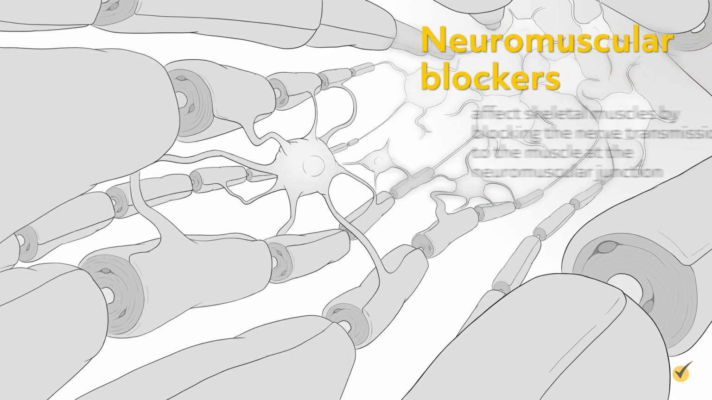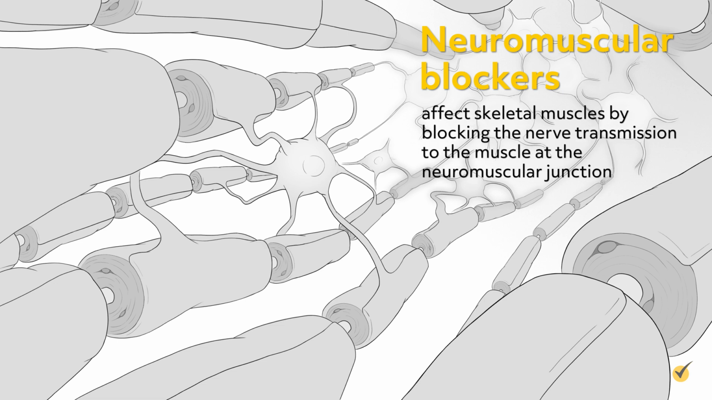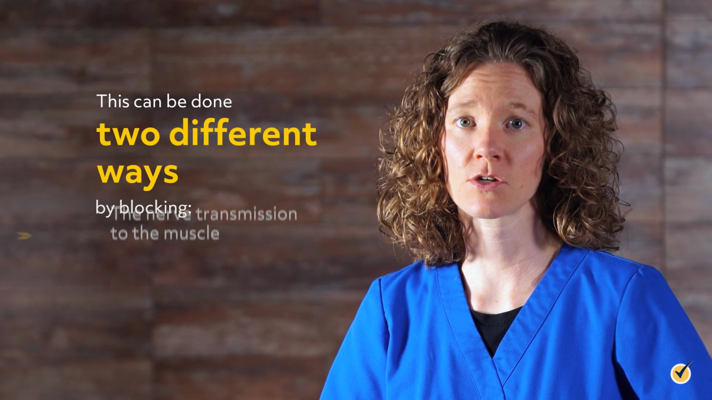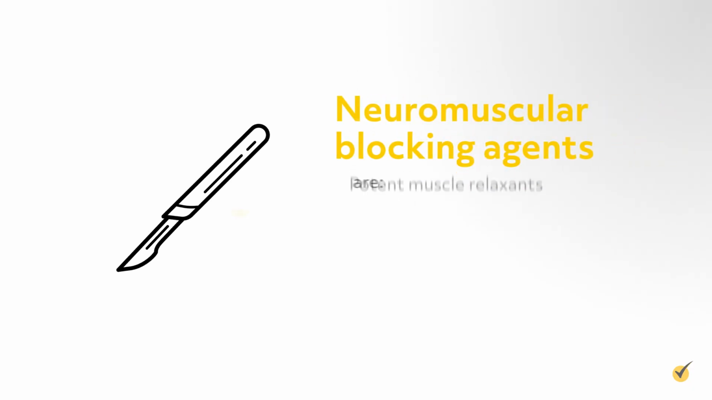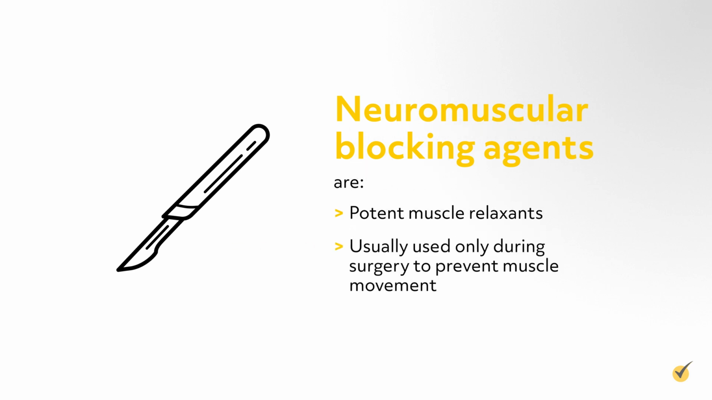Neuromuscular blockers affect skeletal muscles by blocking the nerve transmission to the muscle at the neuromuscular junction. This can be done two different ways, by blocking the nerve transmission to the muscle or nerve reception of the muscle. Neuromuscular blocking agents are potent muscle relaxants usually used only during surgery to prevent muscle movement.